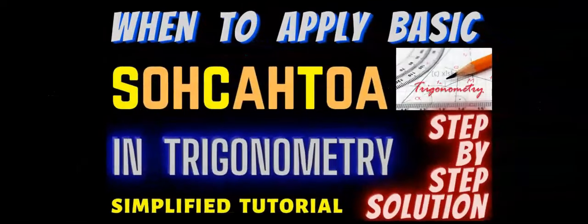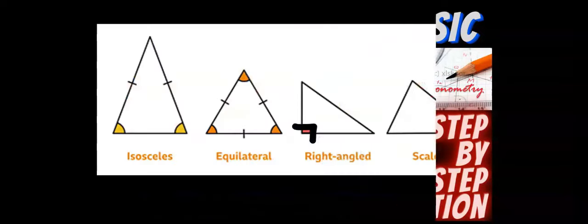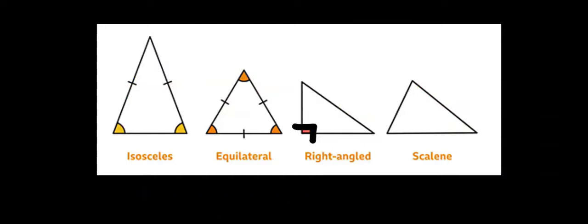When to apply basic Sohcahtoa in trigonometry. Number 1. The triangle under consideration must be right-angled. Number 2. An angle must be involved.